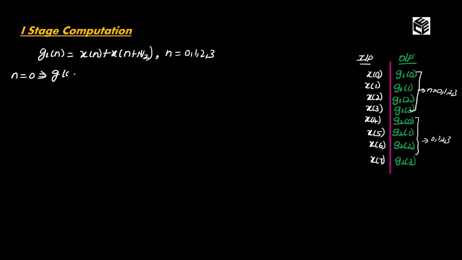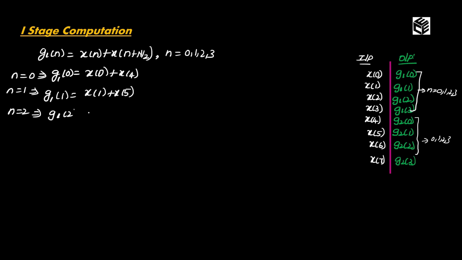I will get g1 of 0 is equal to x of 0 plus x of 4. If I apply the value of n as 1, I will get g1 of 1 is equal to x of 1 plus x of 5. If I apply the value of n as 2, I will get g1 of 2 is equal to x of 2 plus x of 6. If I apply the value of n as 3, I will get g1 of 3 is equal to x of 3 plus x of 7.